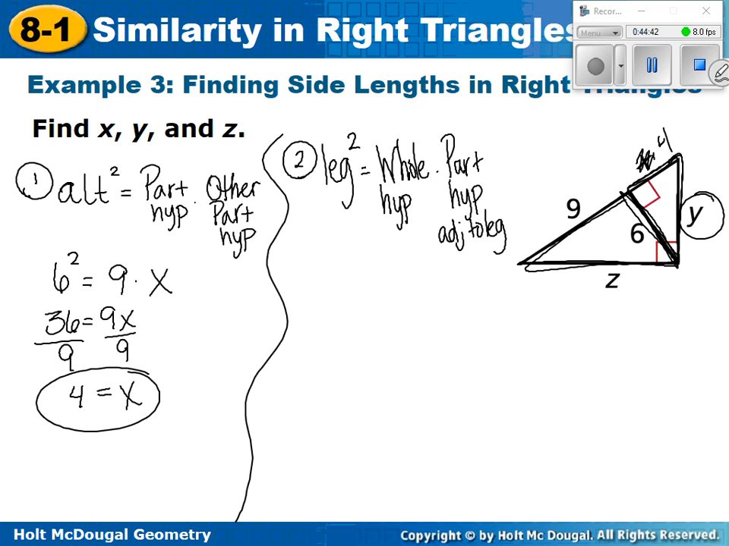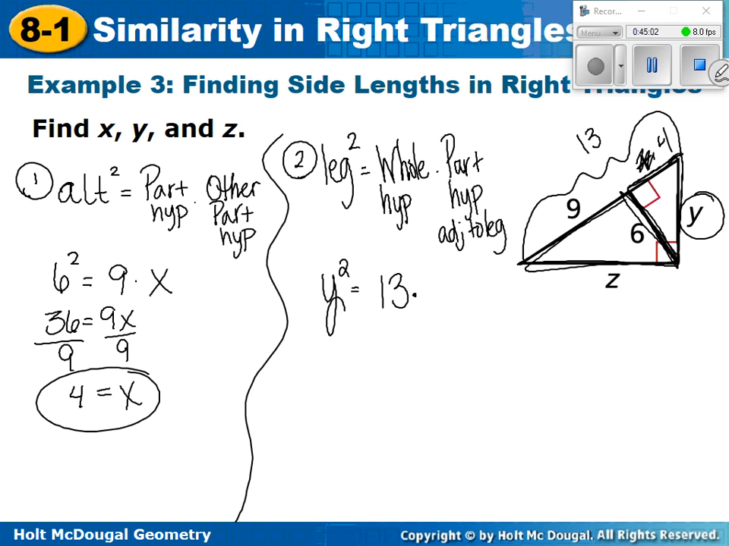Okay, so what is our leg in the picture that we're looking at? Y. So we're going to have y squared equals, what's the whole hypotenuse? 9 plus 4, which is 13.